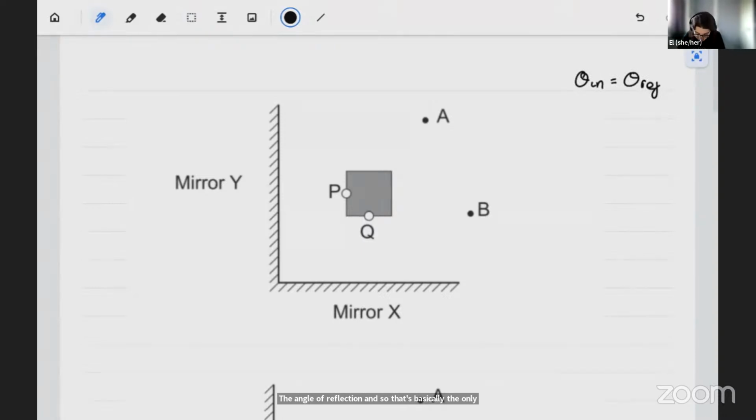So I'm going to try and sketch this as best as I can. So my light is going to go up to the mirror and then be reflected back up to the observer at A, so that the observer can see the image. And then when I do this, I'm always going to label here.